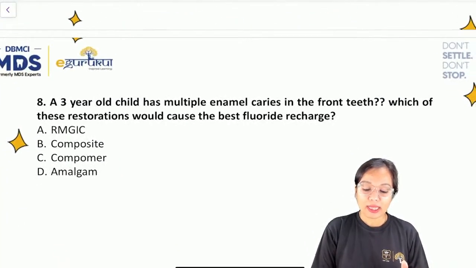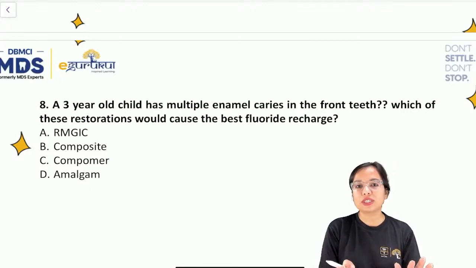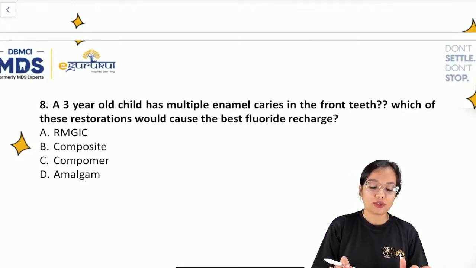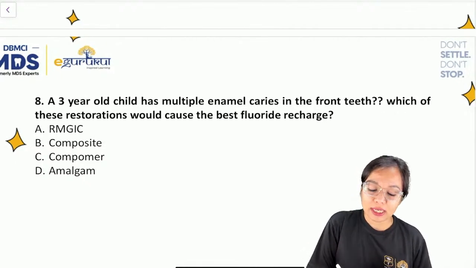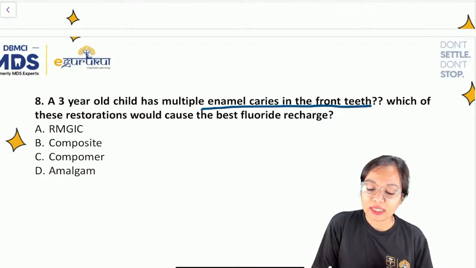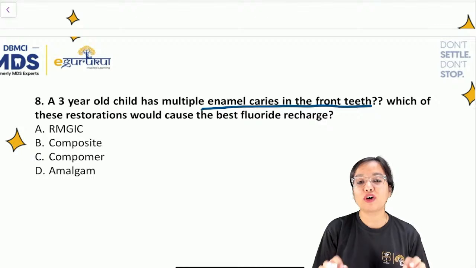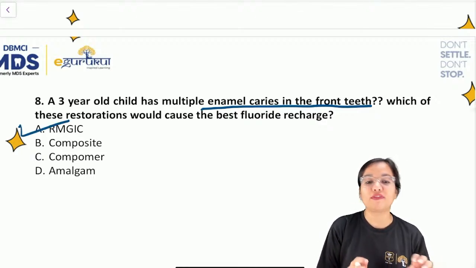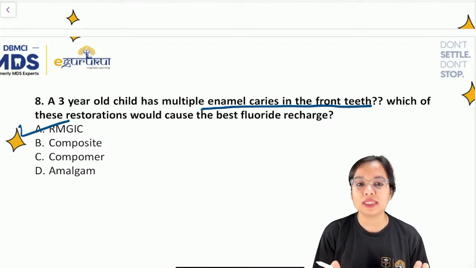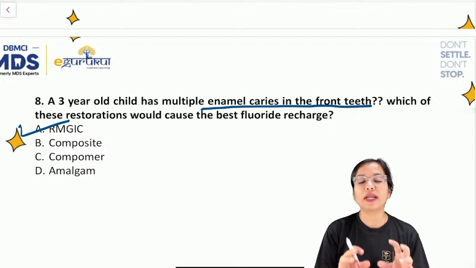Yeah. And then we have, I think, the last question. We had only these few questions for pedodontics. The last question is, a 3-year-old child has multiple enamel caries in the front teeth. Which of these restorations would be the best for fluoride recharge? The answer here is going to be resin modified GIC, that is RMGIC, which amongst the rest of the options has the best fluoride release properties, best fluoride recharge properties.